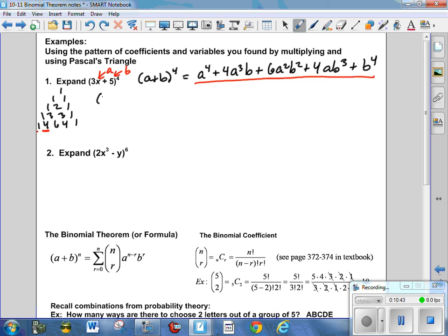So I'm going to say 3x to the 4th plus 4 times 3x cubed times 5 plus 6 times 3x squared times 5 squared plus 4 times 3x times 5 cubed, a little lag there, plus 5 to the 4th. Come on, there we go, got it. All right, slow computer today. Then all I have to do is apply the exponents to what's inside.